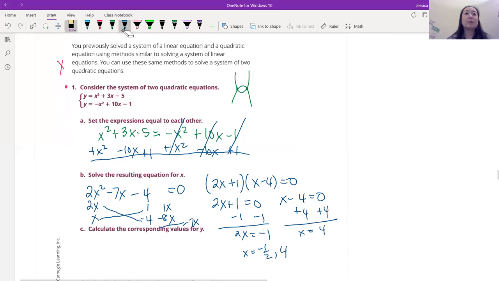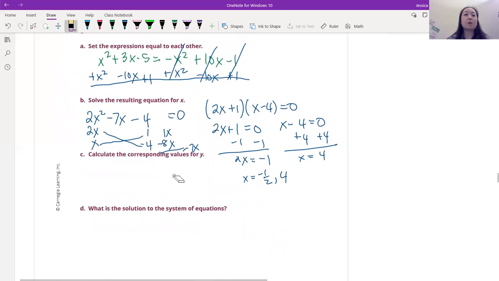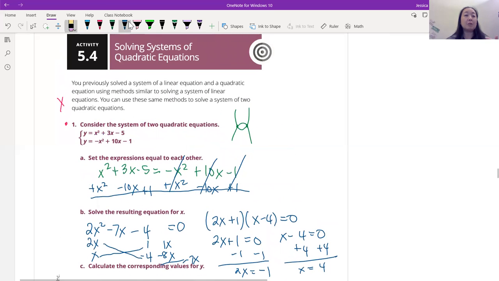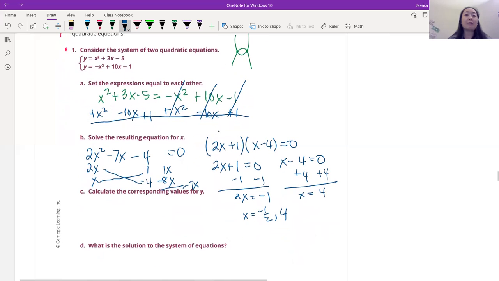If we know the x, we have to figure out the y because it's a point, right? We want a point. That's the whole solution. So calculate the corresponding y values. Honestly, it doesn't matter which one you use because either one is going to give you the same point. So you just look for the easier one. The first one looks easier. So I'm going to just use that first equation right there. So y is equal to, I'm going to try the -1/2 first. So I'm going to put in -1/2 squared plus 3 times -1/2 minus 5. And you're like, ew, that's why I did this first.